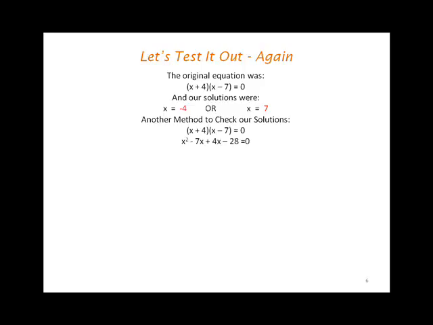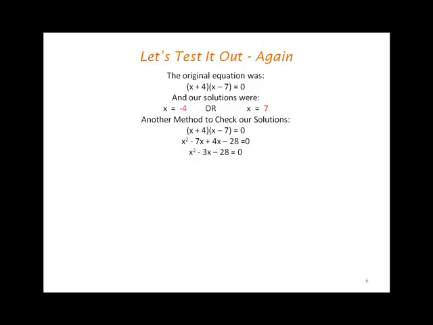When we multiply it out, we get x squared minus 7x plus 4x minus 28 equals 0, and then I'm going to combine those two middle terms into x squared minus 3x minus 28 equals 0. So this is another representation of the same quadratic equation that we had before it was factored.